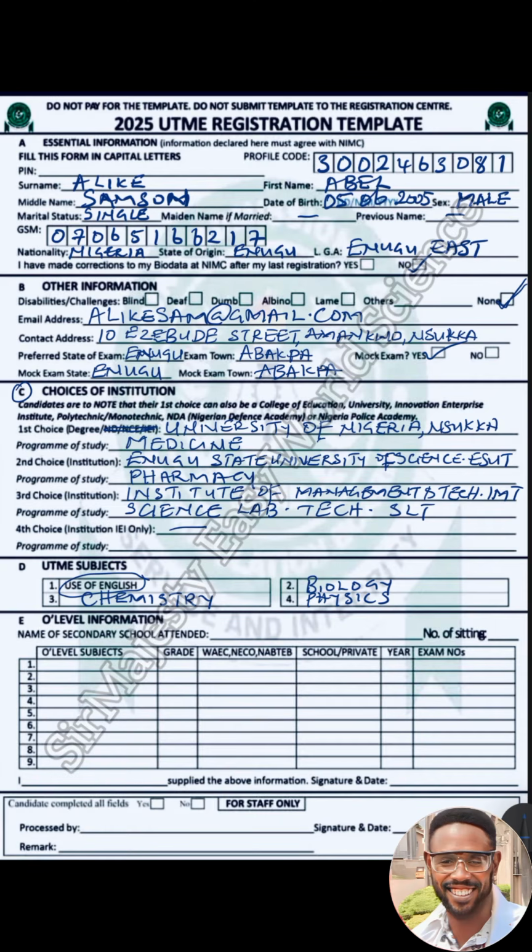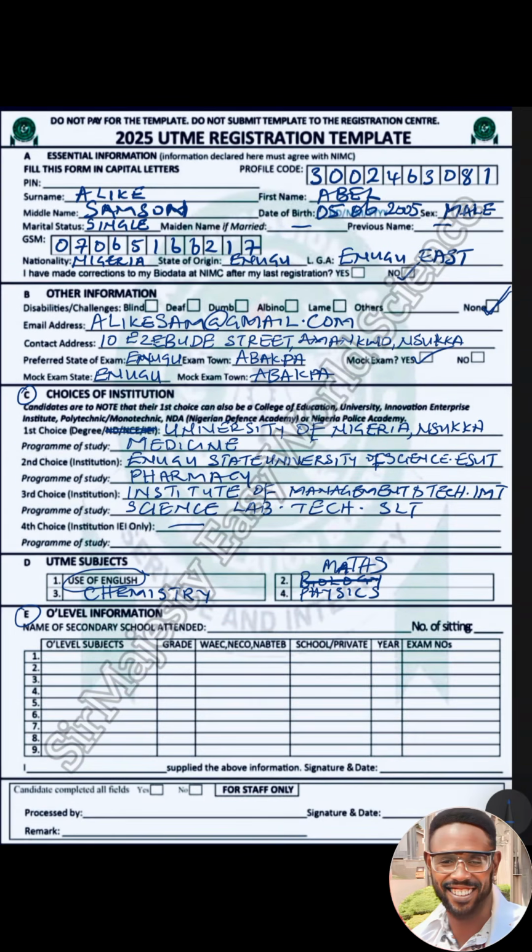Then if you are doing engineering, of course, you replace this biology automatically with maths. That's where mathematics comes in. So depending on your course. Then that's it for UTME subject combination. We move on to the last section, that's section E.